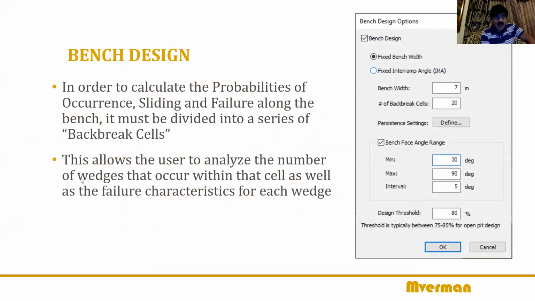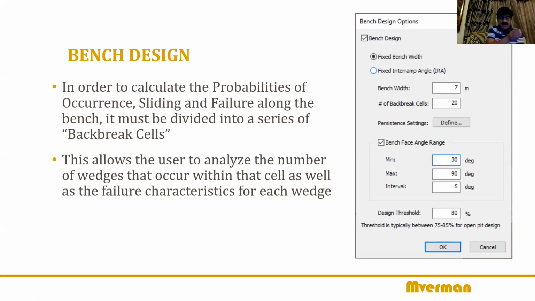It is for calculating the probability of occurrence, probability of sliding, and probability of failure. Just to recap, probability of occurrence is the chance of occurrence of wedges at the edge of the bed with the bench, that back break. Then the chance of those sliding, and the chance of failure. The chance of occurrence is probability of occurrence. The chance of sliding is probability of sliding. The multiplication of the two is probability of failure. Those three probabilities along the bench you want to calculate.